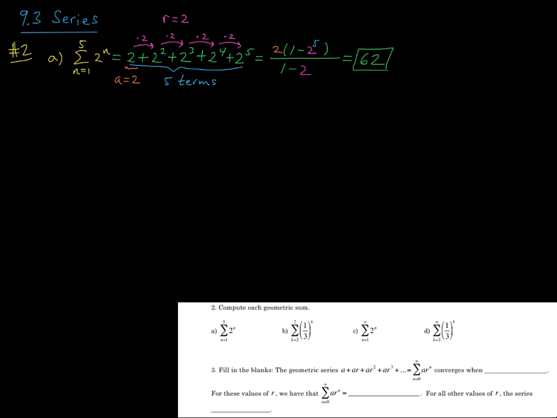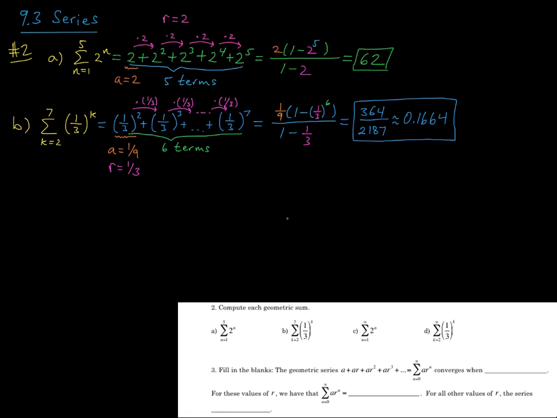For part B, we're looking at the sum of 1/3 raised to the k power, and we're letting k vary now from 2 to 7. So we're looking at 1/3 squared plus 1/3 cubed, all the way up until we get to 1/3 to the 7th. We can apply that same formula just as we did in part A.